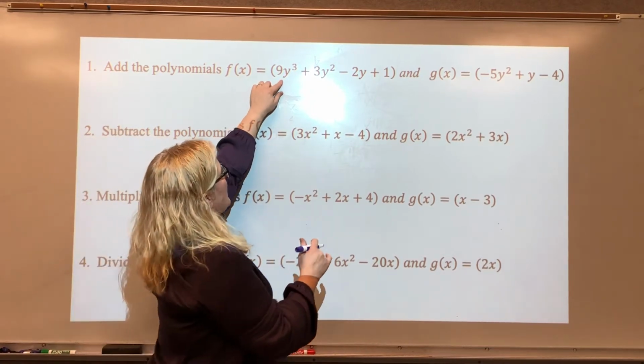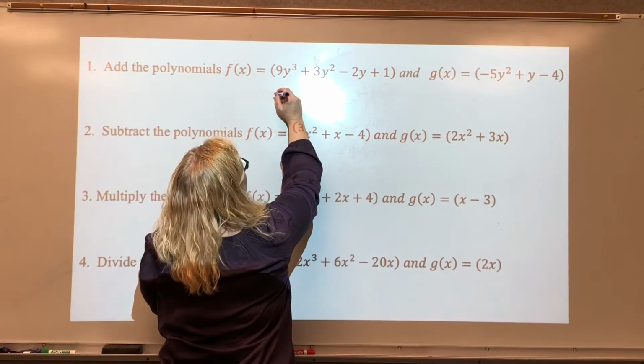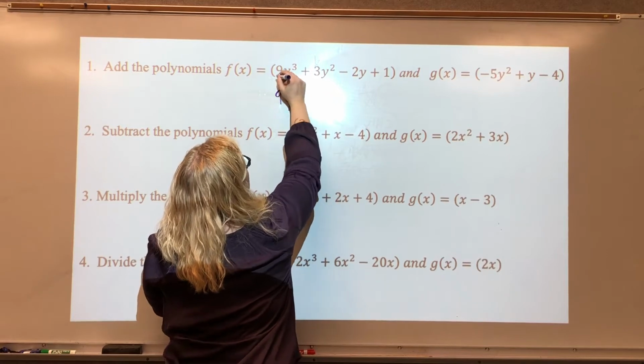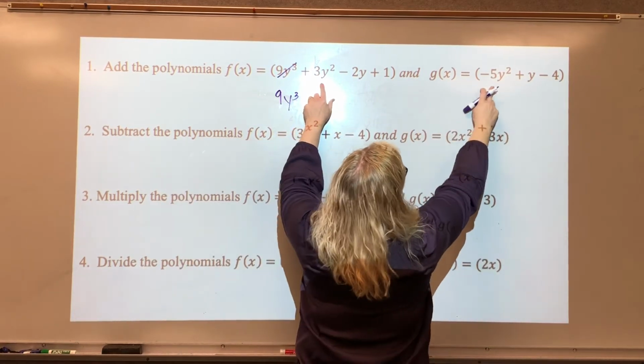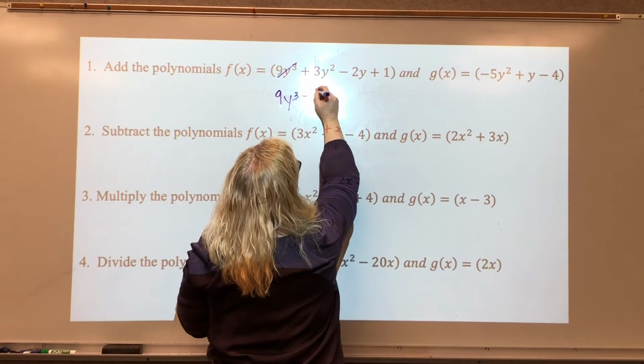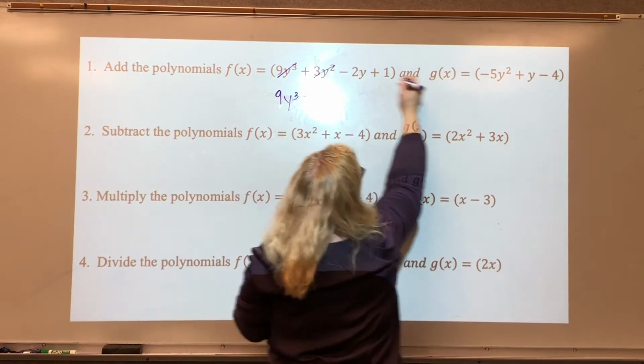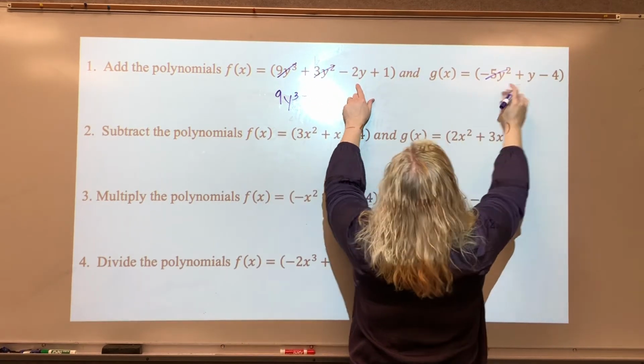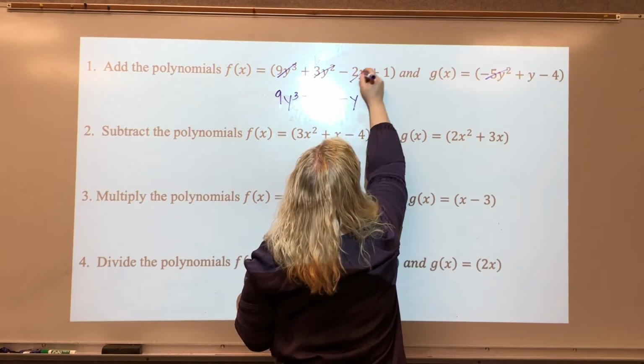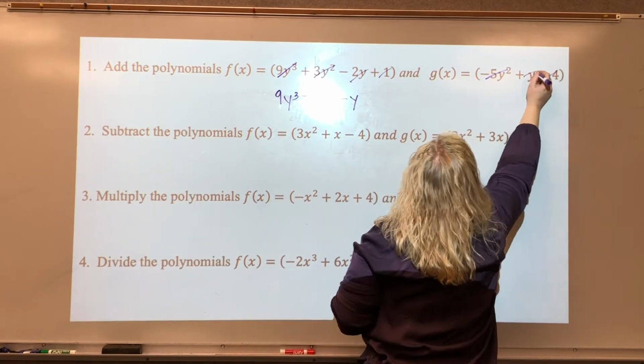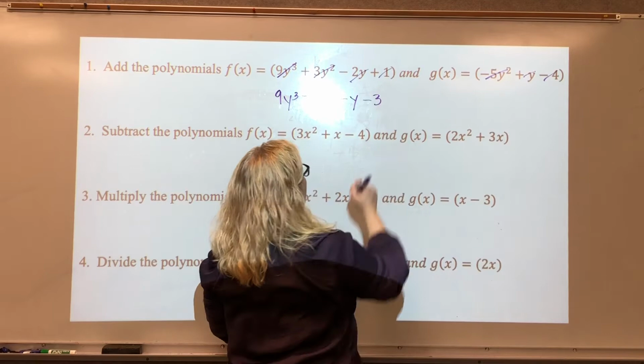I've got 9y to the third. Okay, I'm combining like terms. That's the only one. 3y squared minus 5y squared is minus 2y squared. Negative 2y plus y is just minus y. And then 1 minus 4 is minus 3.